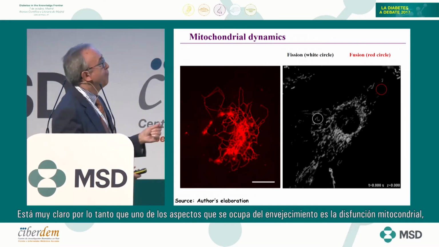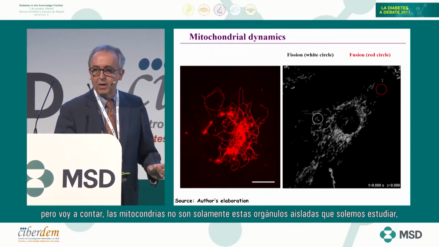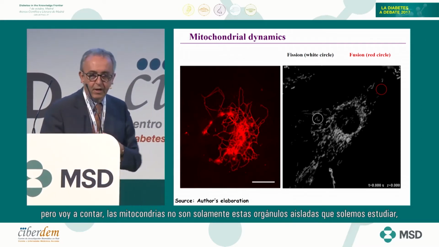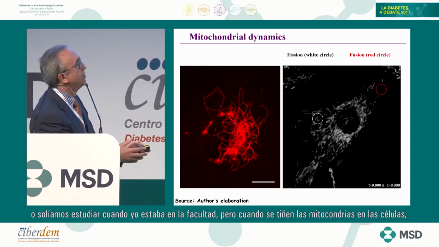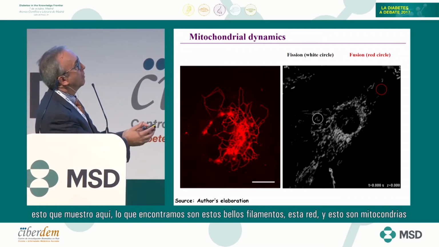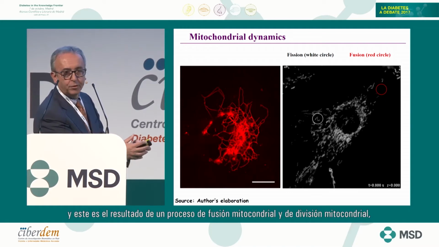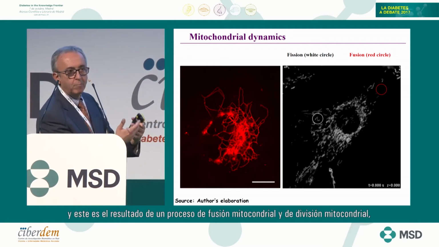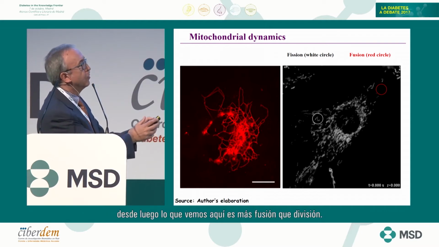Now, let me tell you, mitochondria are not just those isolated organelles that I used to study when I was in school. In fact, when you stain mitochondria in cells, this is what I'm showing you here. What we find are these beautiful filaments, this network, and those are mitochondria. And this is a result of a process of mitochondrial fusion and mitochondrial division. Certainly what you see here is more fusion than division.